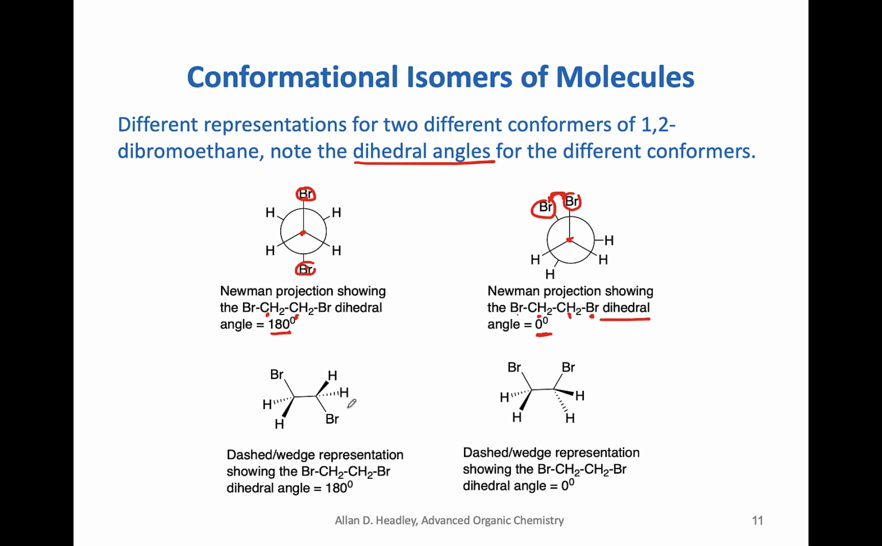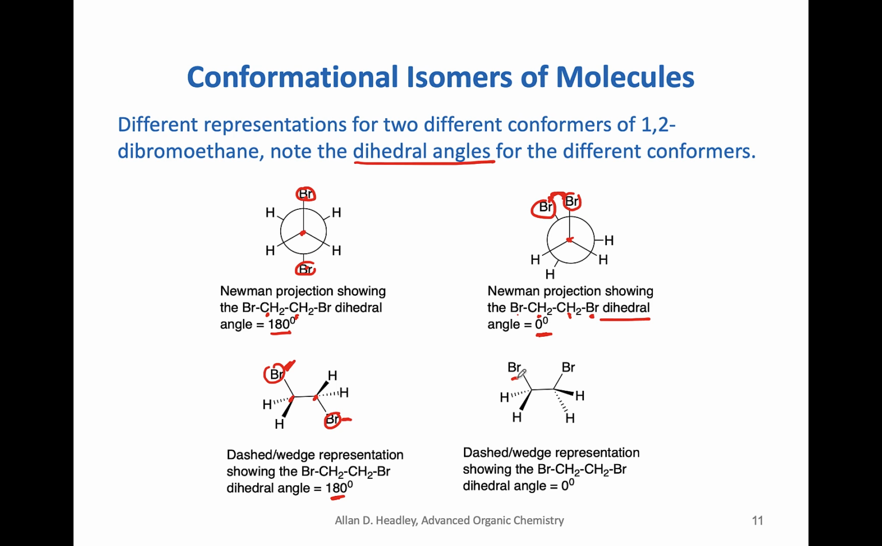You should be able to look at the dashed wedge and determine what the dihedral angles are also. Here's the bromine, CH2, and the bromine. So the dihedral angle between this bromine and this bromine here is 180 degrees, much easier to see using the Newman projection. So hopefully you can see why sometimes we use the Newman projection and sometimes we use the dashed wedge projection. Here's the other example.